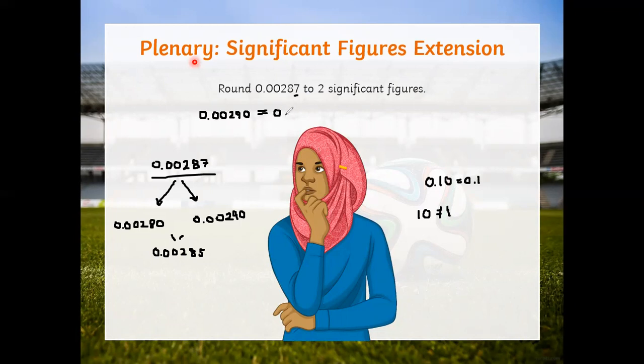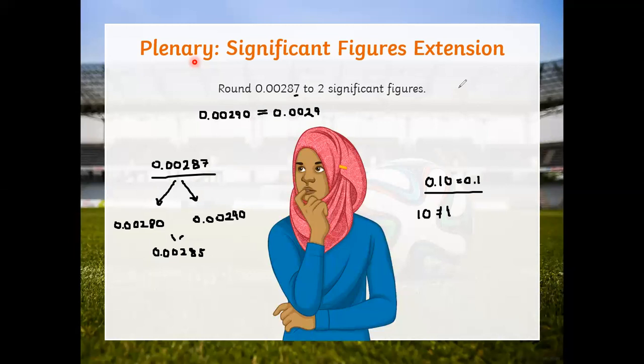So as a final answer here, I would write 0.0029. And then I'd leave this other 0 out because you don't actually need it. So can you see how this is equal? 0.10 and 0.1 are the same because this 0 actually has no impact on the number. And the same applies here. So now that we've rounded to two significant figures, here are the two significant figures, by the way, the 2 and the 9. The zeros do have an impact, but they are not significant figures.